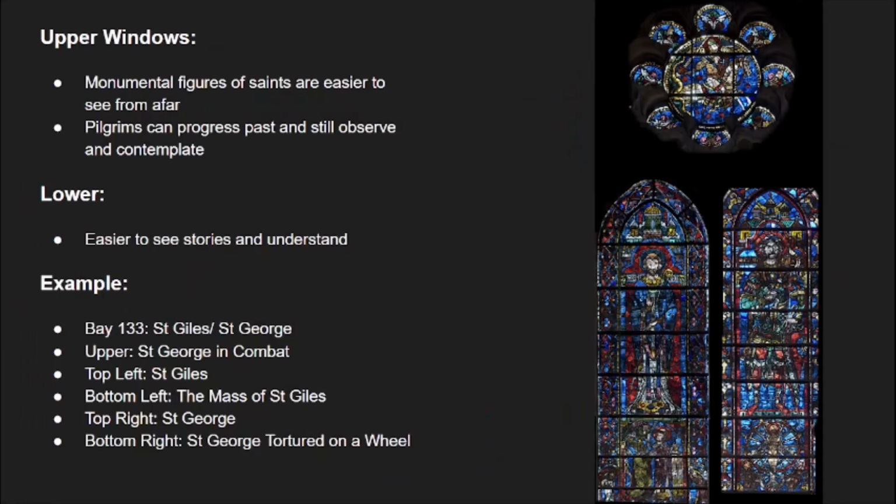So again, the upper windows are the parts that a lot of times show the lives of saints in a monumental fashion. Monumental figures of saints are easier to see from afar, and again, the goal of Bishop Fulbert was to bring the pilgrims in. As they circumambulate the cathedral, they can progress past the windows and still observe and contemplate. The lower windows have easier to see stories, which make it easier for them to be understood.